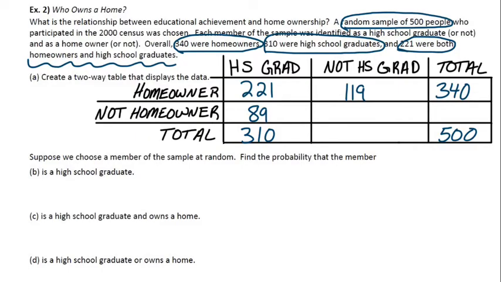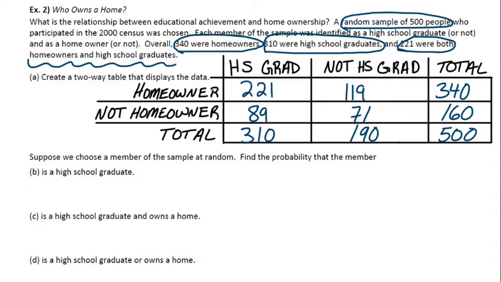So it looks like we could fill in this blank right here, 310 plus something gives us 500, so that's got to be 190. And then we can fill in our final two blanks here. The total not high school grads, and there's 119, so the leftover should be 71, and then the leftover here should be 160. So we can kind of piece together, really like a puzzle, the missing pieces for our two-way table.